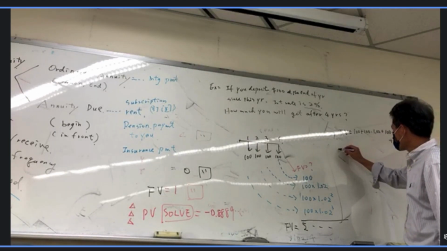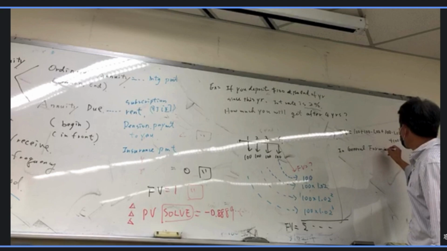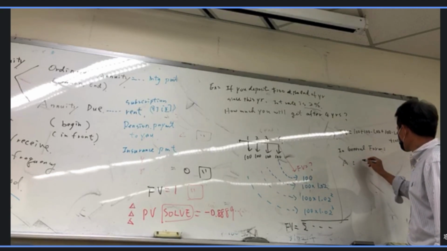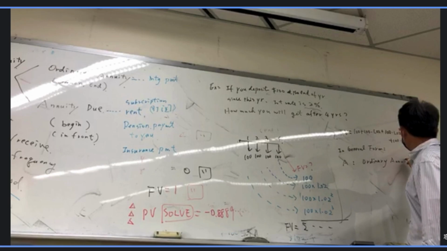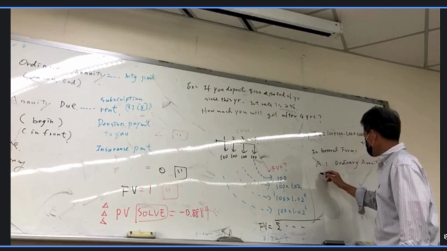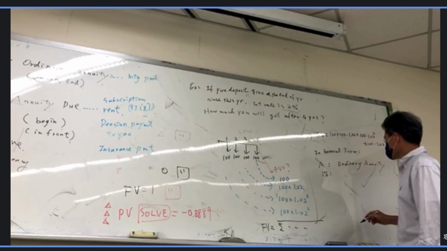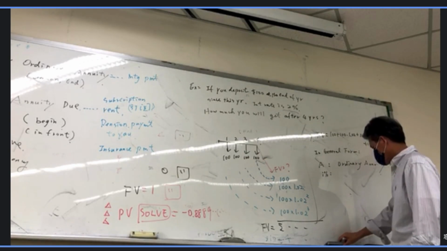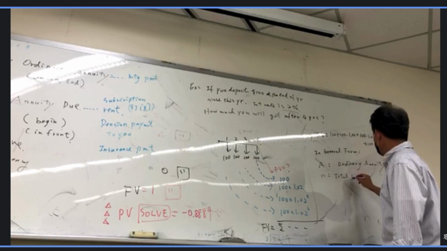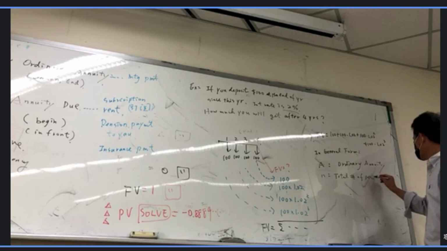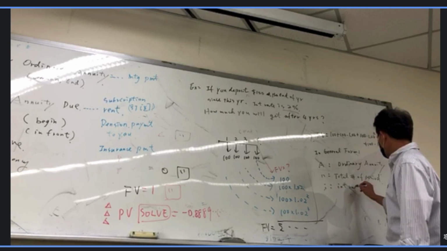Okay, so in general form, A as the ordinary annuity, and the N as the period, and the I as the interest rate per period.